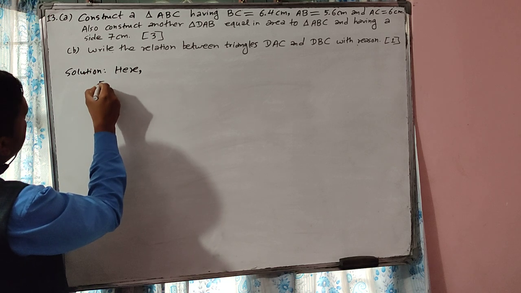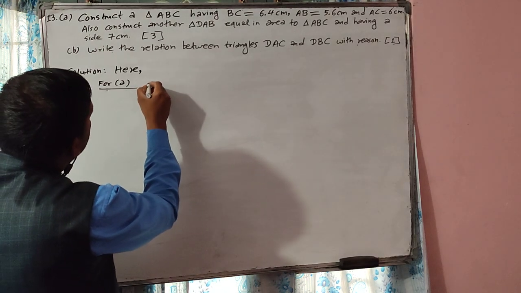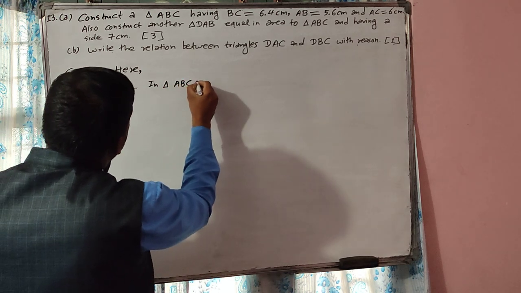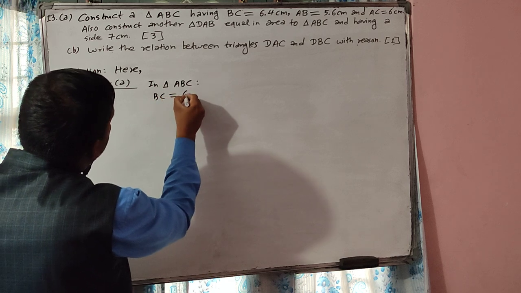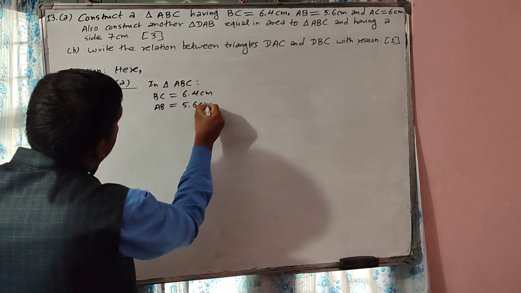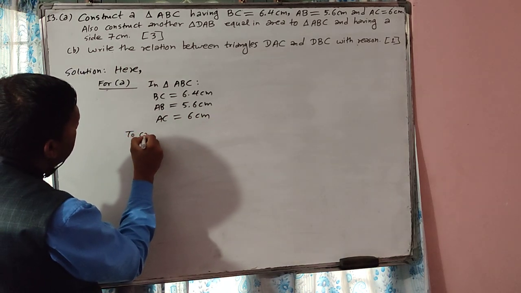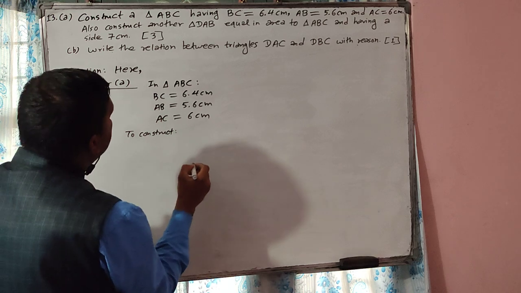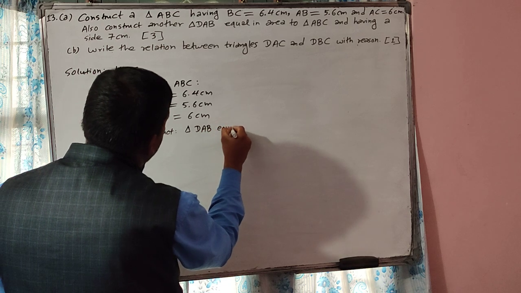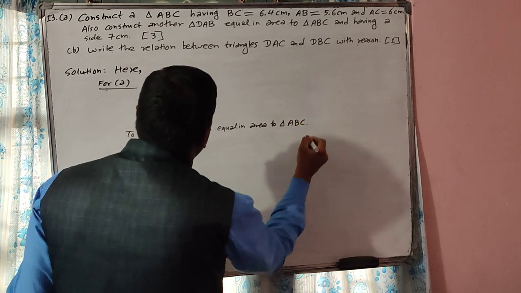Here, for A, in triangle ABC, BC equals 6.4 cm, AB equals 5.6 cm, AC equals 6 cm. To construct triangle DAB equal in area to triangle ABC.